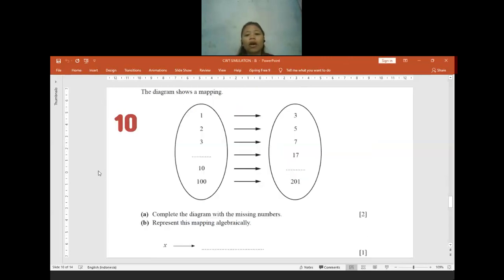Okay, now I have this mapping. I need to find the missing number. What is the missing number? Anyone want to help me to find the missing number?